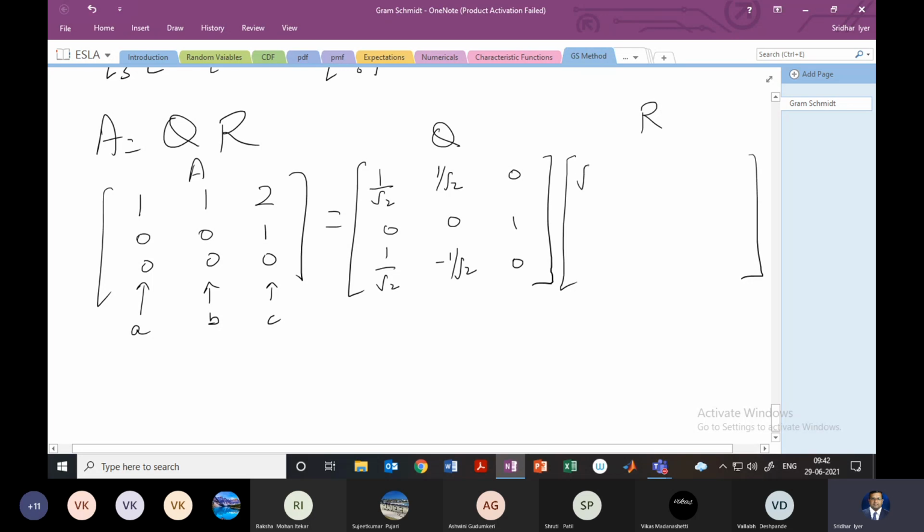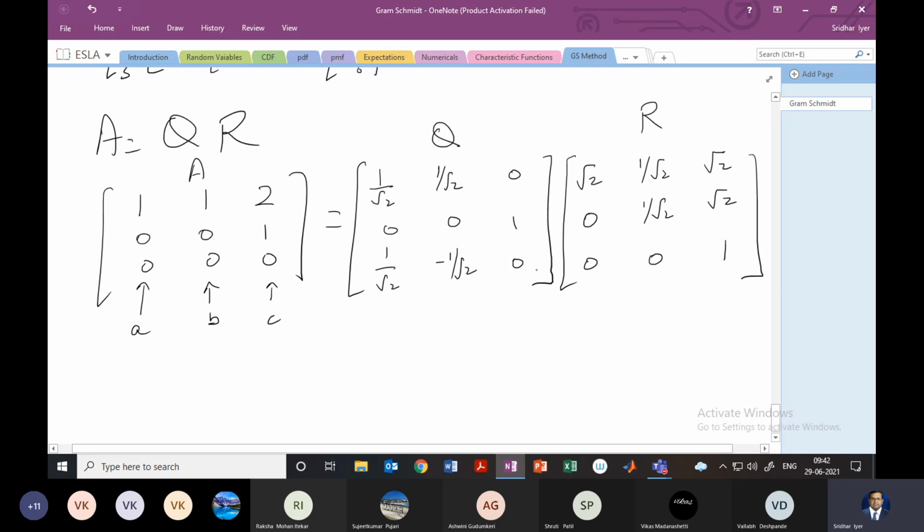So q1 transpose a is root 2, q1 transpose b is 1 by root 2, q1 transpose c is root 2, then you have 0, q2 transpose b, which is 1 by root 2, q2 transpose c, which is root 2, then you have 0, 0, and finally q3 transpose c, which is 1. So we can write a in the form of q into r.